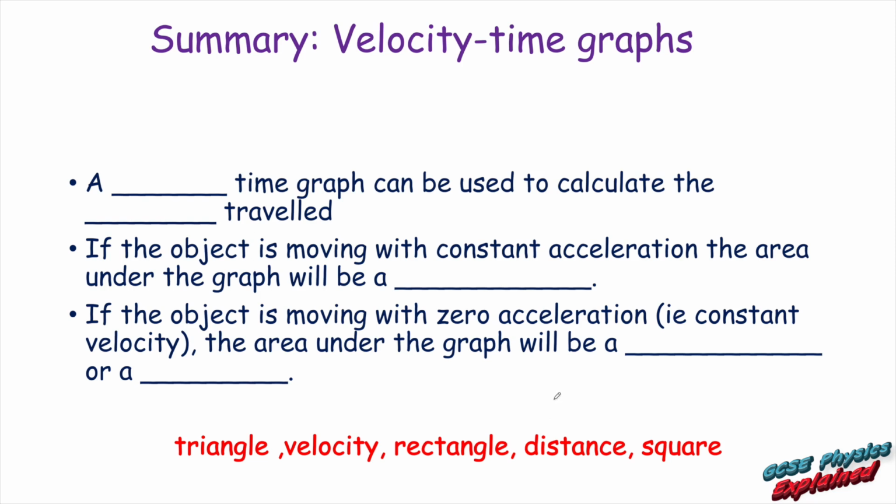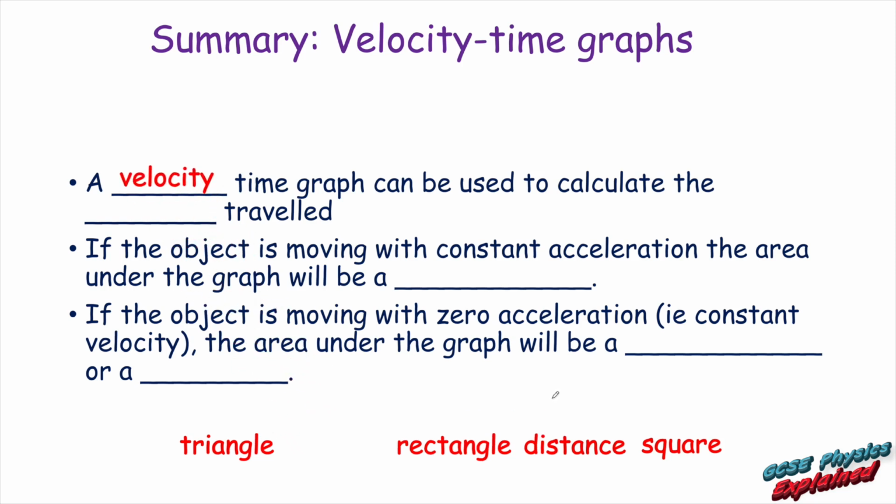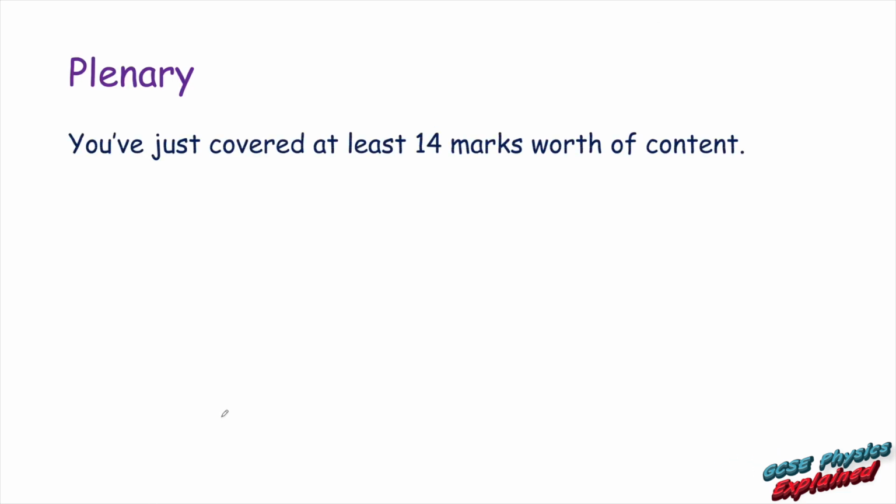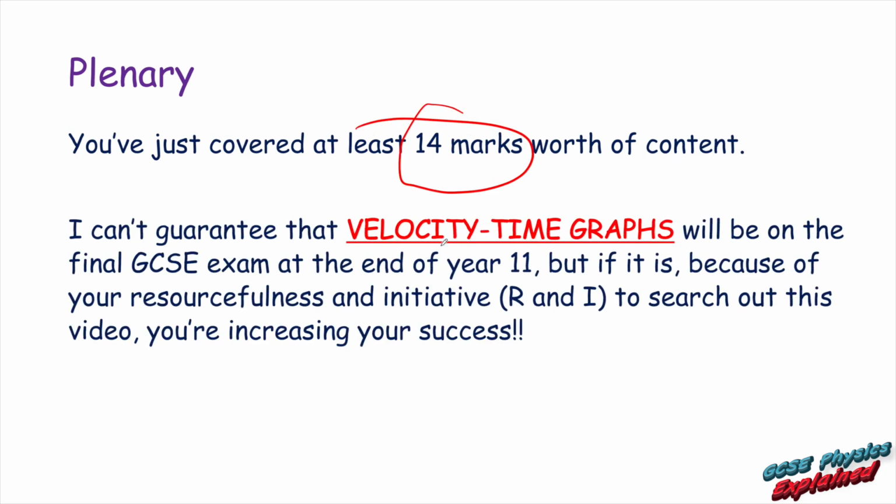Okay, so a little summary. Have a look at that. Pause the video if you want to have a go of it. And here's the answers. A velocity time graph can be used to calculate the distance travelled. If the object is moving with a constant acceleration, the area under the graph will be a triangle. If the object is moving with 0 acceleration, so constant velocity, the area under the graph will be a square or a rectangle. So there's been about 14 marks worth of content that we've just covered there.